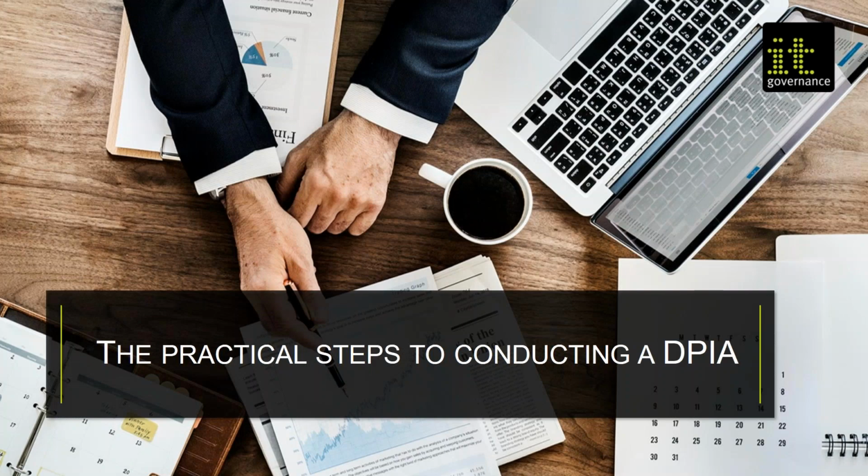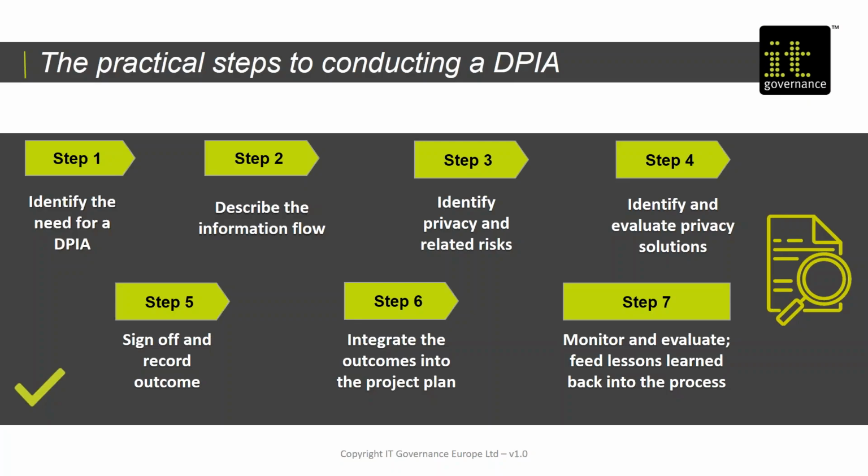So how do we go about conducting a DPIA? We recommend 7 steps, which I will talk you through now. Step 1, identify the need for a data protection impact assessment. So apply some screening questions to the processing to determine if a DPIA is required.